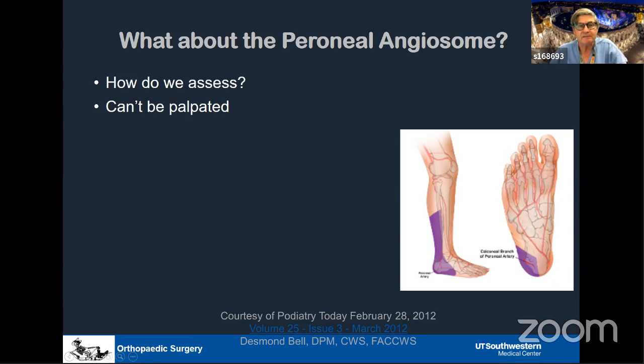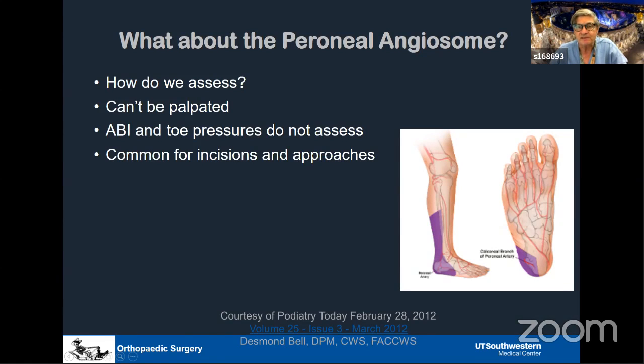And how do we assess the peroneal? We can't palpate it, and the ABI and toe pressures don't assess it. We can assess the anterior tibial artery, posterior, and we really can't assess the peroneal. It's common for incisions and approaches. We make incisions for open reduction, internal fixation of lateral malleolus fractures. We do osteotomies of the calcaneus. And quite honestly, it's a preferred approach in Charcot. So this is one area where I'm always concerned.